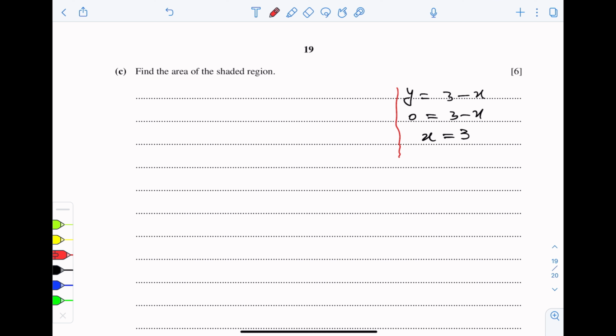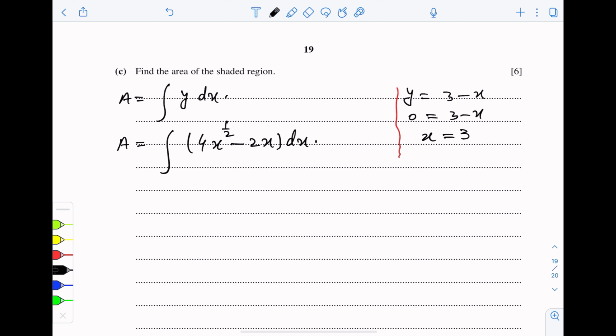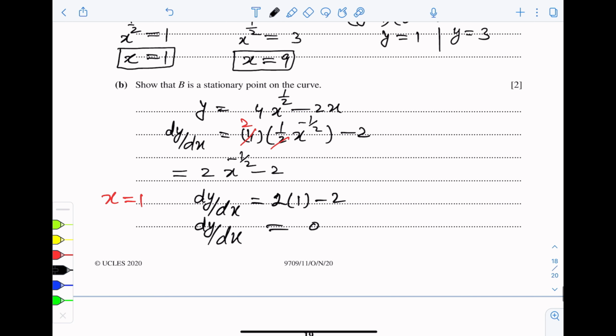तो एरिया बाउंडेड बाय द कर्व, एक्स एक्सिस एंड द लाइन विल बी इंटीग्रेटिंग y विद रिस्पेक्ट टू x. y हमारे पास है कर्व की इक्वेशन है 4x पावर 1/2 माइनस 2x. इसको हम इंटीग्रेट करेंगे और इसके लिए लिमिट हम क्या लेंगे.